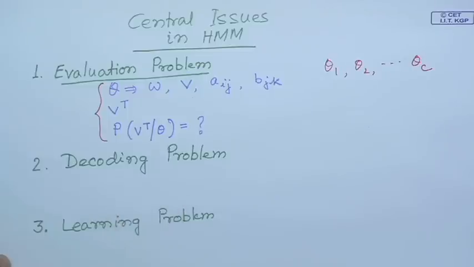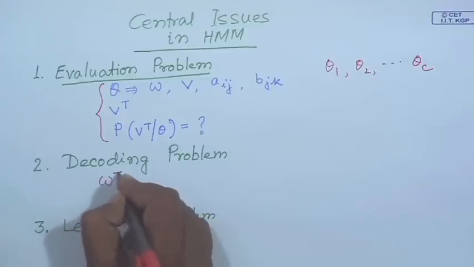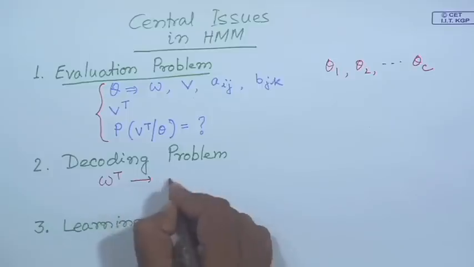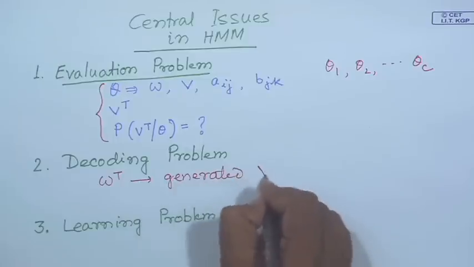Now, the decoding problem says that I have this Vt and I have generated these probabilities: what is the probability that Vt was generated by the model theta? The decoding problem asks what is the most likely sequence omega t of hidden states which led to the generation of Vt. So, we want to find that sequence omega t which has generated this sequence Vt.